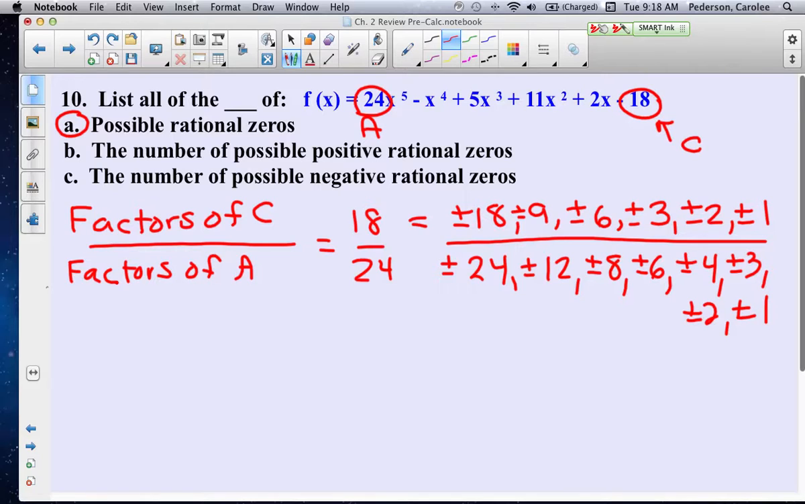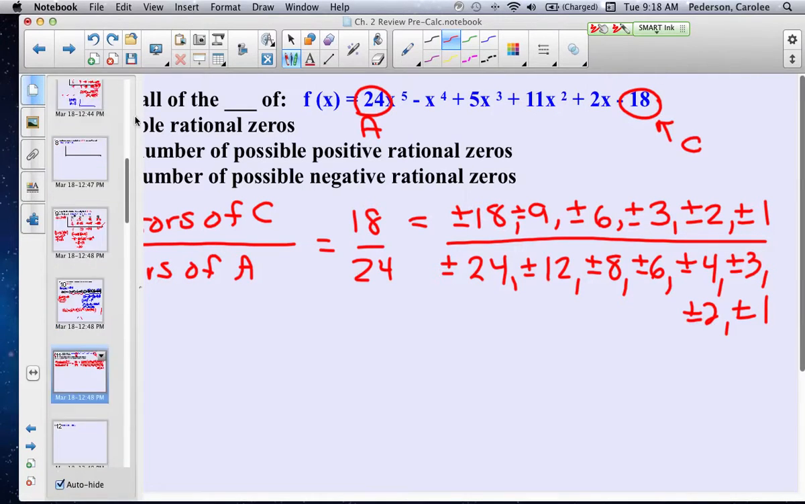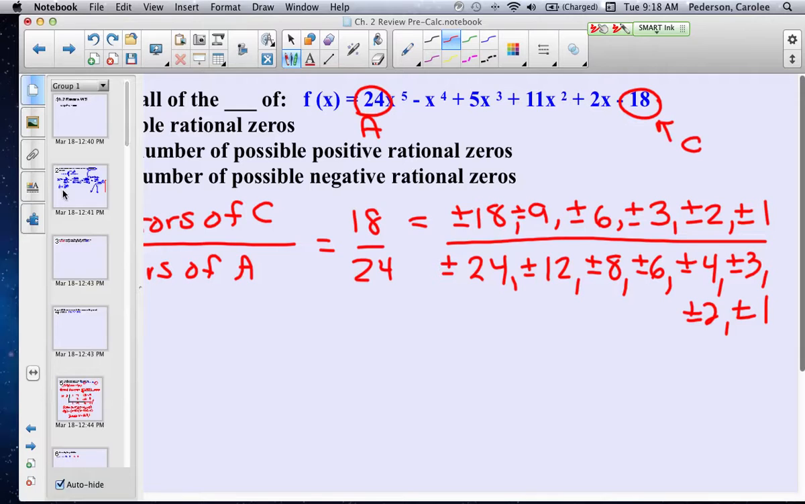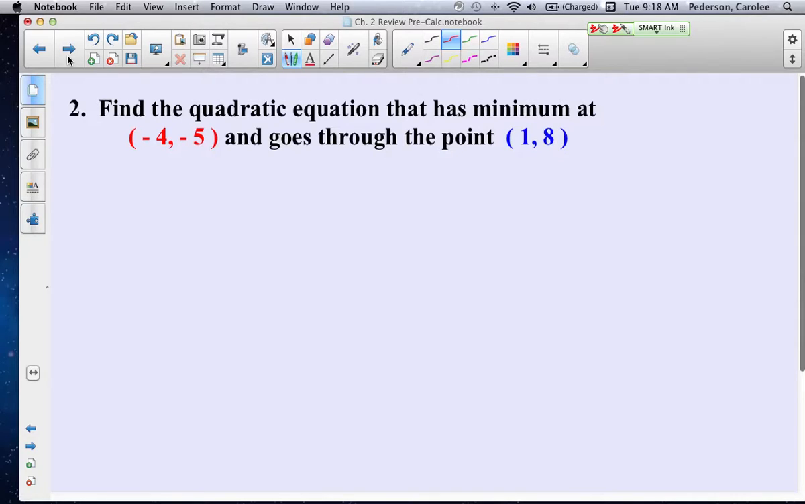Question 2 says, find the quadratic equation that has the minimum point. So what's that referred to when it's talking about the minimum? This is your vertex. And then another point on the graph, so another point is at 1, 8. So that's your x and your y. This is your h and your k.